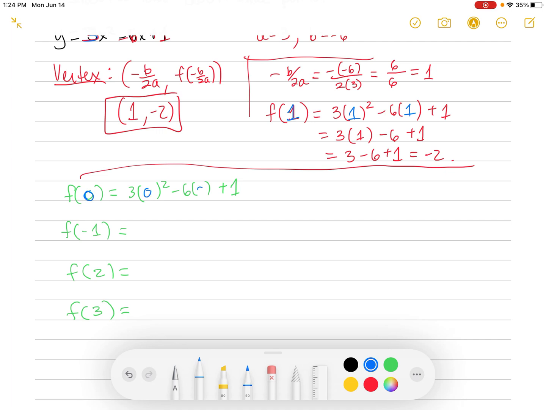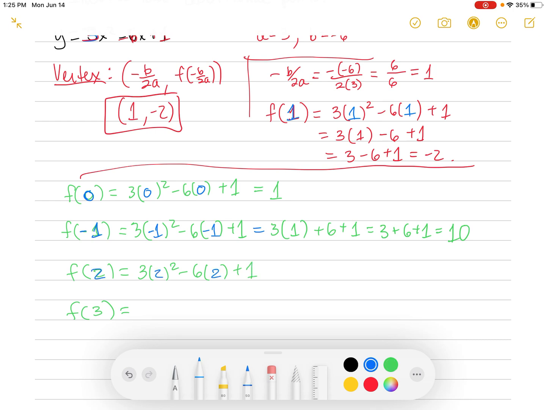So f of 0: we have 3 times blank squared minus 6 times blank plus 1, and we're plugging in 0. That's simply going to give 1, right? Because those first two terms are going to 0 out. Next, 3 times blank squared minus 6 times blank plus 1, plugging in negative 1 this time. It's going to give us 3 times negative 1 squared, which is 3. Negative 6 times negative 1 is plus 6, and then plus 1. So we have 3 plus 6 plus 1. That's going to be 10.